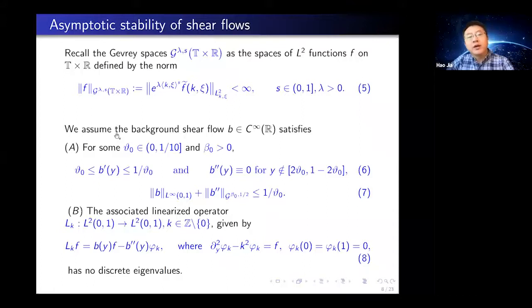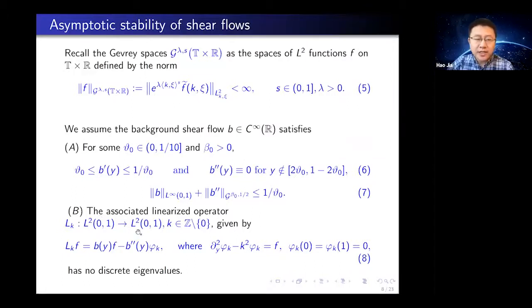We have to have some assumptions on the background flow. Basically, the background flow is smooth. It's monotone, so b prime is bounded away from 0. It's smooth, and importantly, we have to assume that the background shear flow is linear near the boundary. This is an important assumption. If we do not assume that, the theorem as we proved it will not be true.